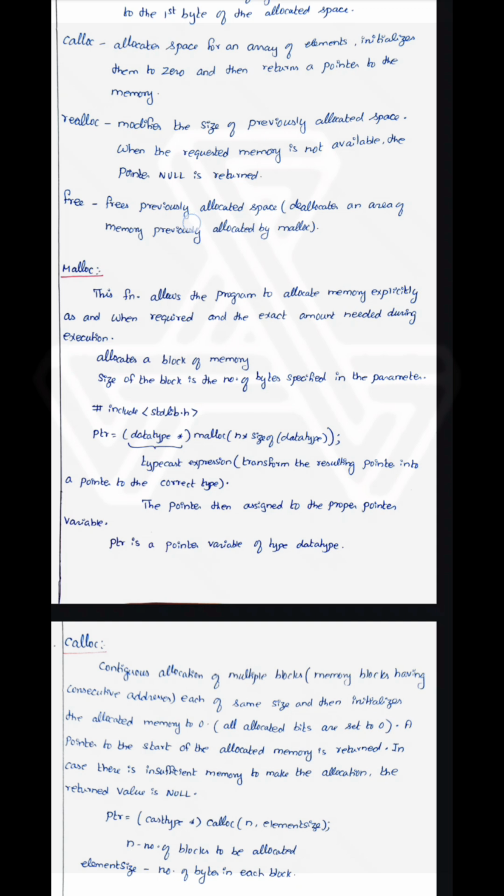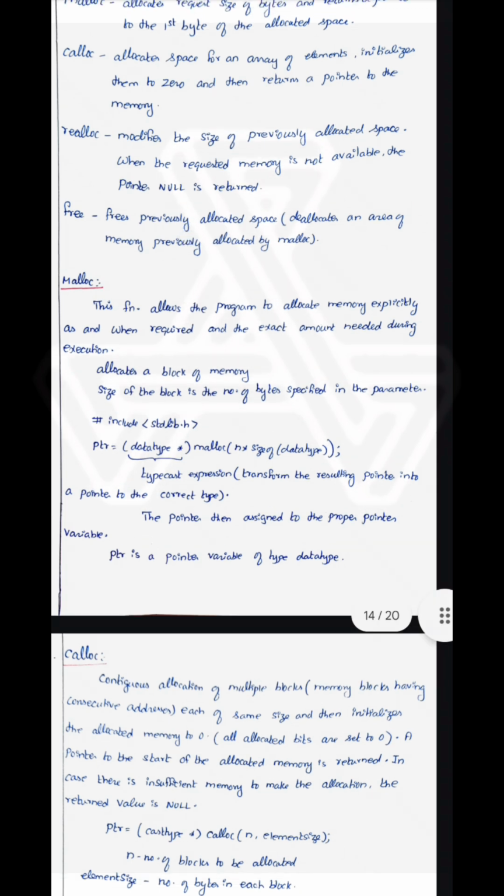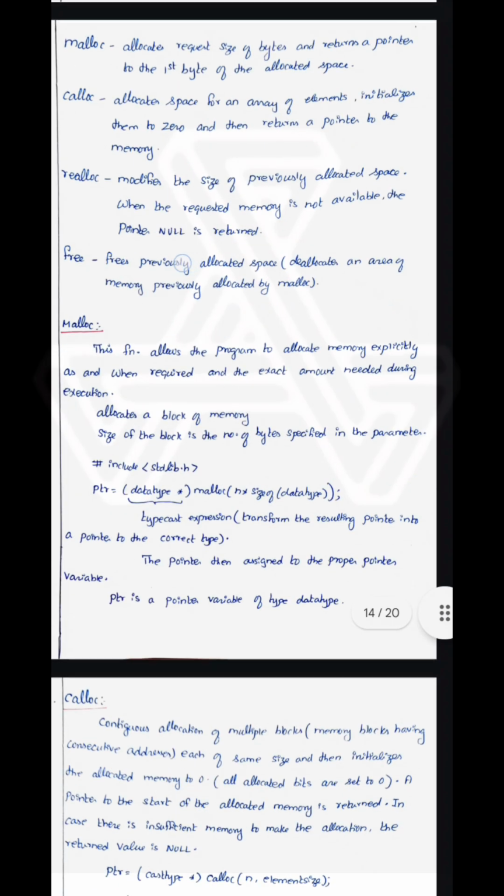malloc allocates a block of memory. The size of the block is the number of bytes specified in the parameter. #include <stdlib.h>; ptr equals (data type *) malloc(n * sizeof(data type)). The typecast expression transforms the resulting pointer into a pointer of the correct type.